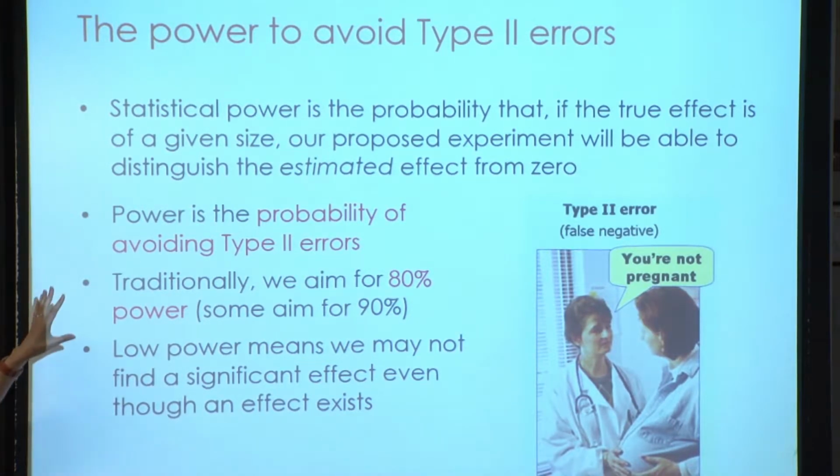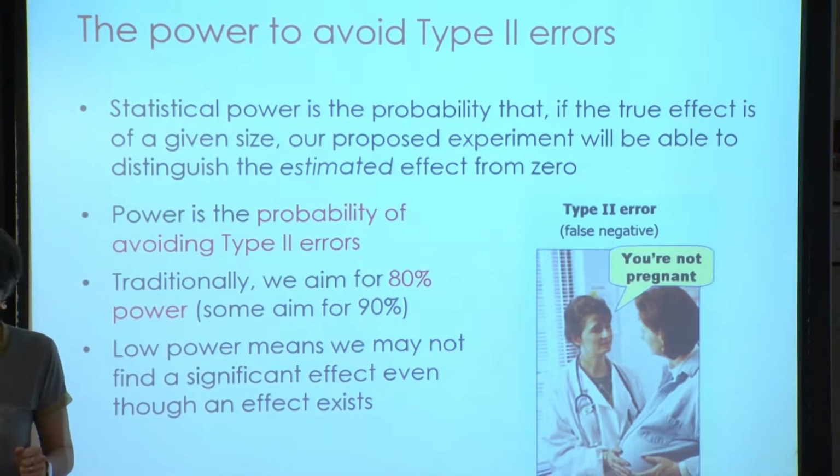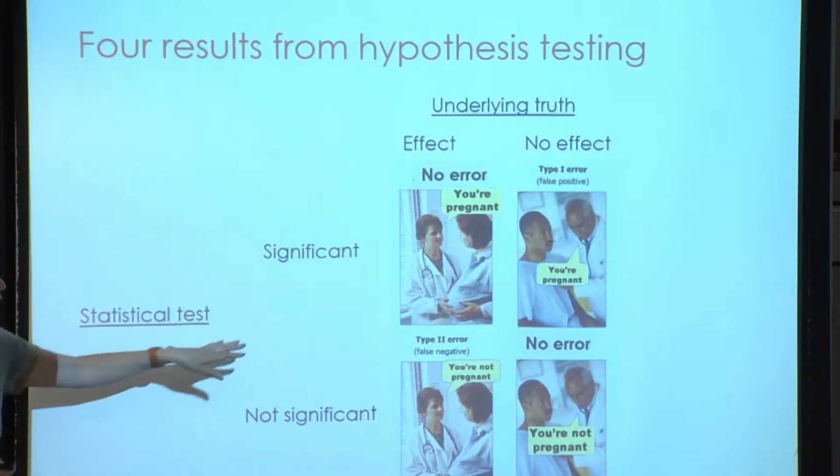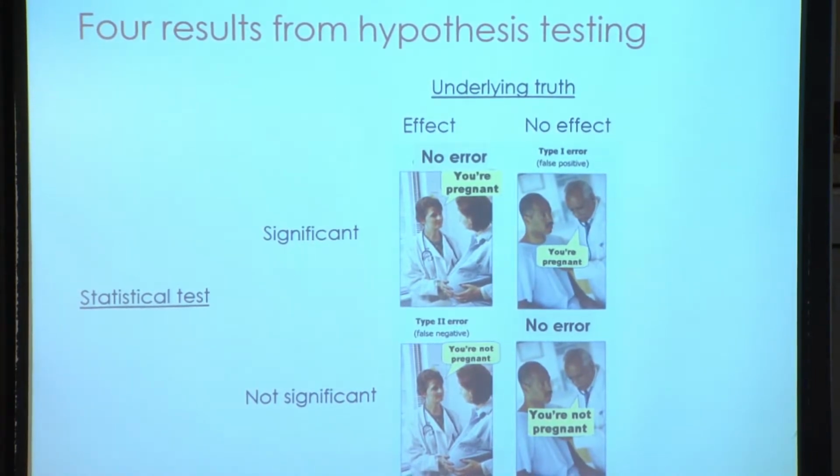Now, in this case, we set a different percentage. Traditionally, we aim for 80% power. Some people aim for 90% power. So this is an 80% chance that if there really is an effect, we will be able to pick it up. So low power means we may miss it. So this is all the 4 possibilities that we could get.